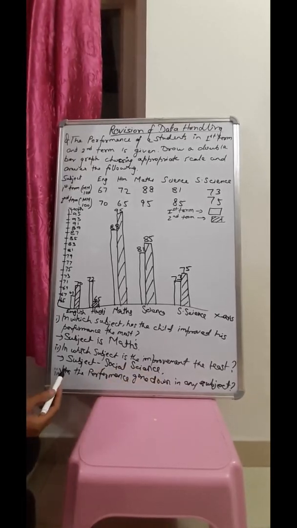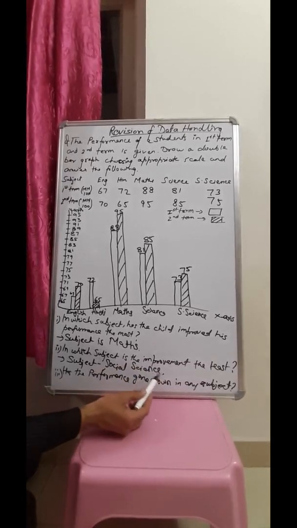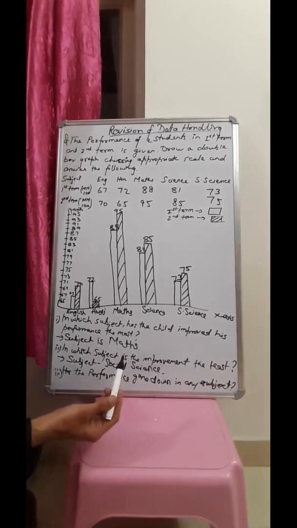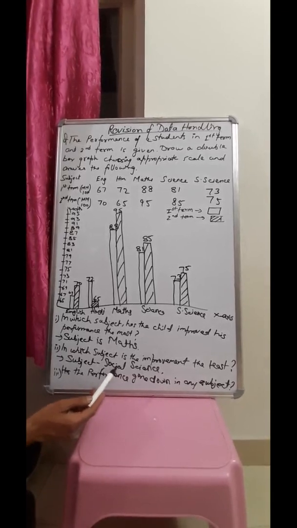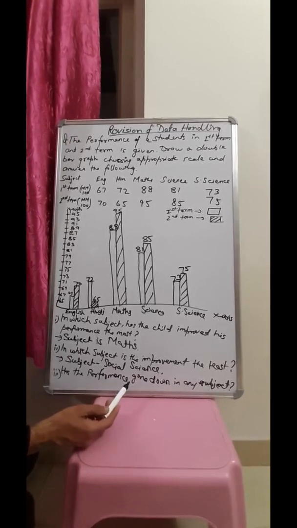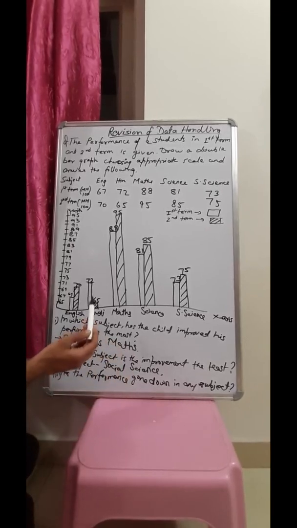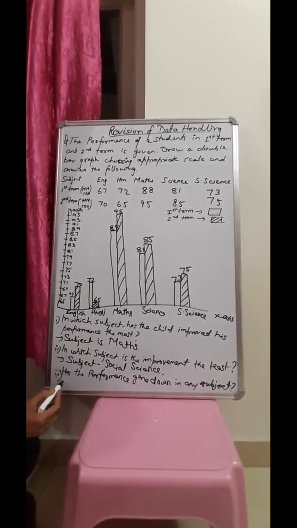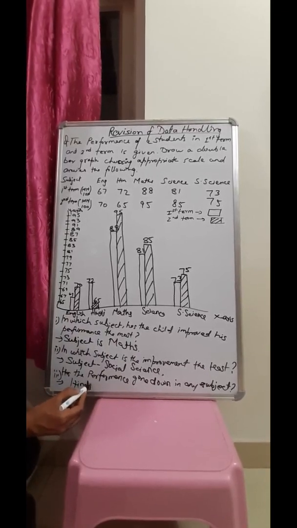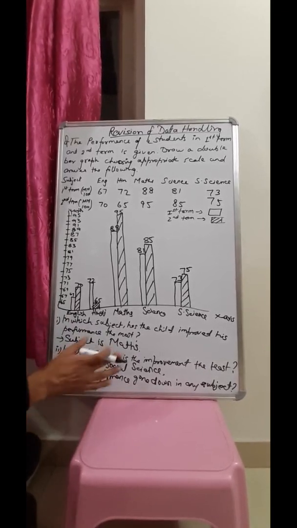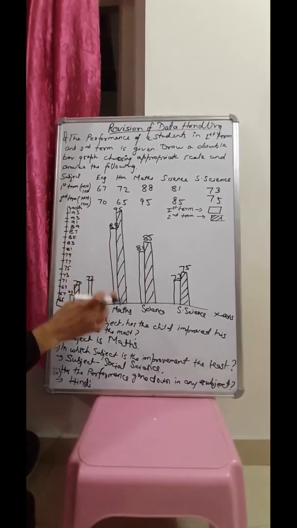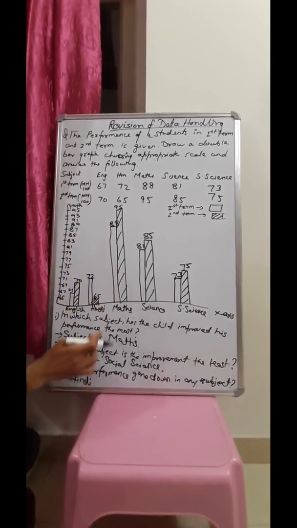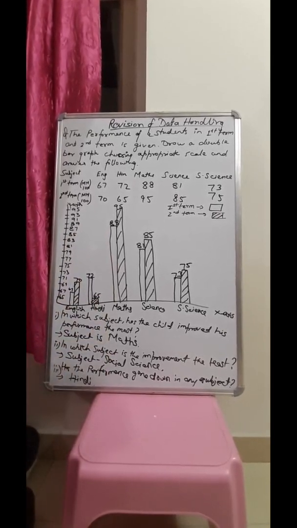And the last question is, has the performance gone down in any subject? Yes. In this they are asking, has the performance gone down? किसी subject में performance decrease हुई है? This subject is Hindi. Yes, the performance has gone down in the subject of Hindi. So students, we can draw a double bar graph using this table, and after drawing the double bar graph we have answered the questions.